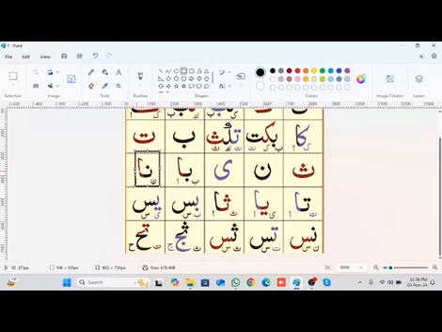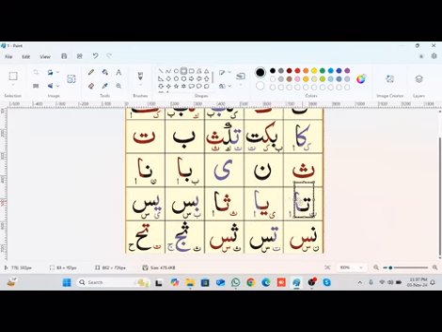The next, noon, alif. Noon has only one dot and the position of the dot is on the top, and alif. Noon, alif. The next one, ta, alif. Ta has only two dots and the position of the dots is on the top. Ta, alif.